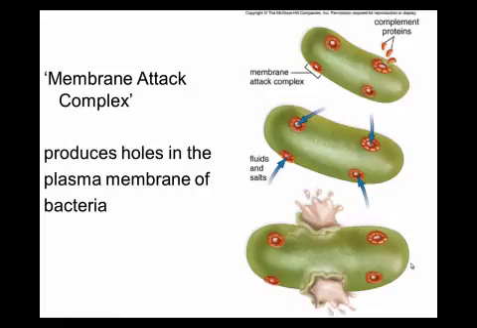But when complement is activated, it creates something called a membrane attack complex, and this punches holes in bacteria. It places a hole through the cell wall, through the plasma membrane, disrupts the osmotic balance of the bacteria, and will destroy the bacteria.